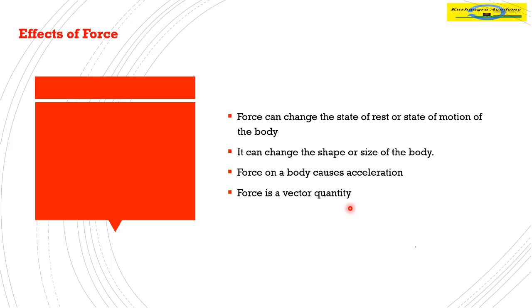And force is a vector quantity. Why is it a vector quantity? Because if the direction of the force is changed, the motion of the object also changes. If we are pushing an object on the north side, the object will start moving on the north side. If we are pushing on the east side, the object will start moving on the east side.